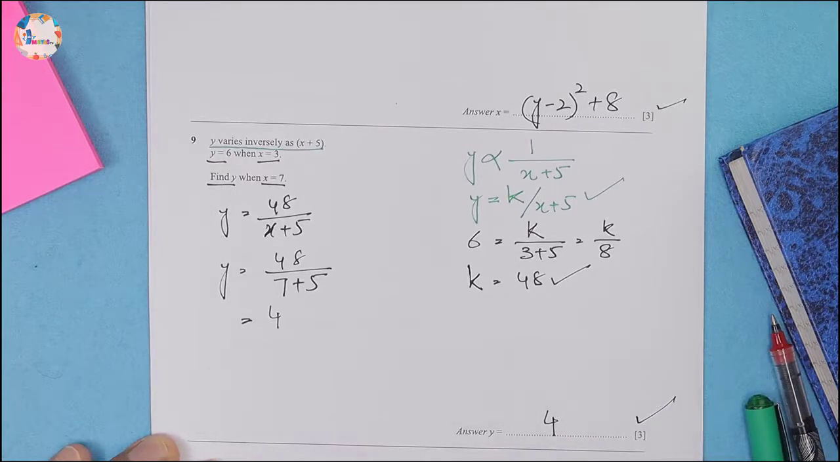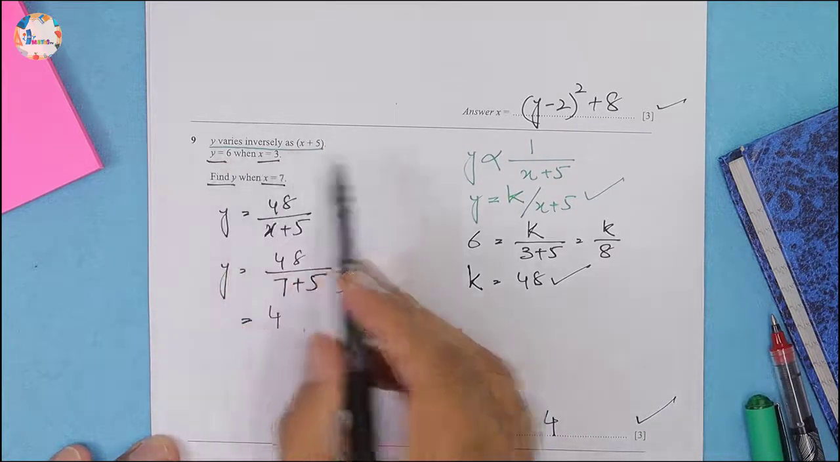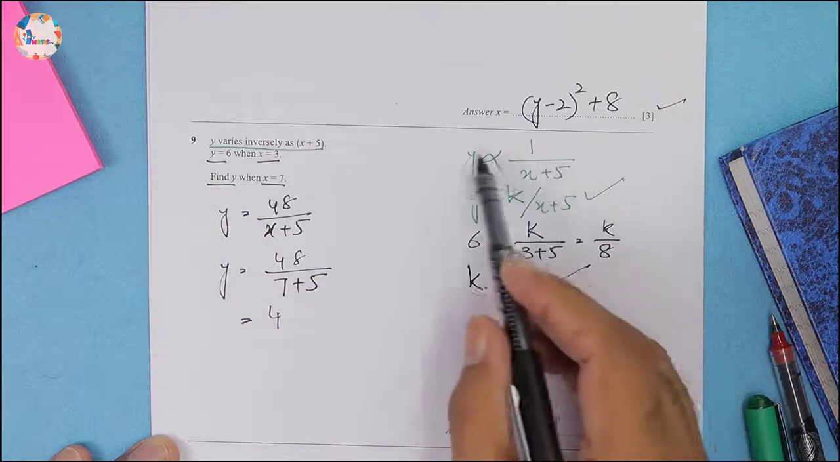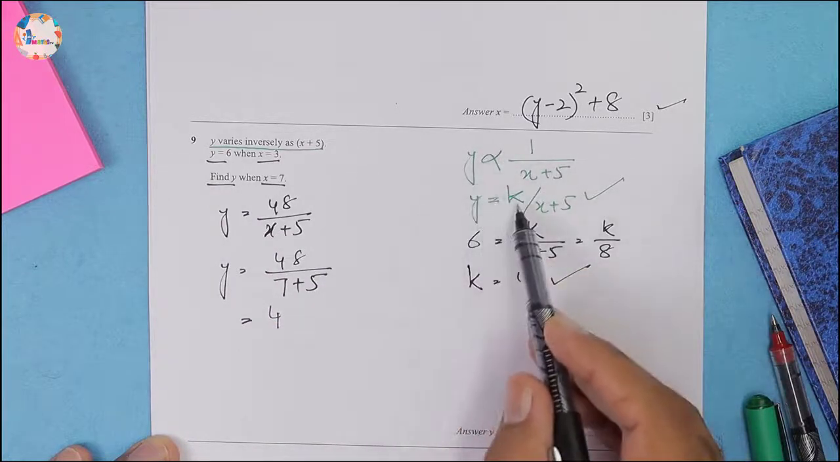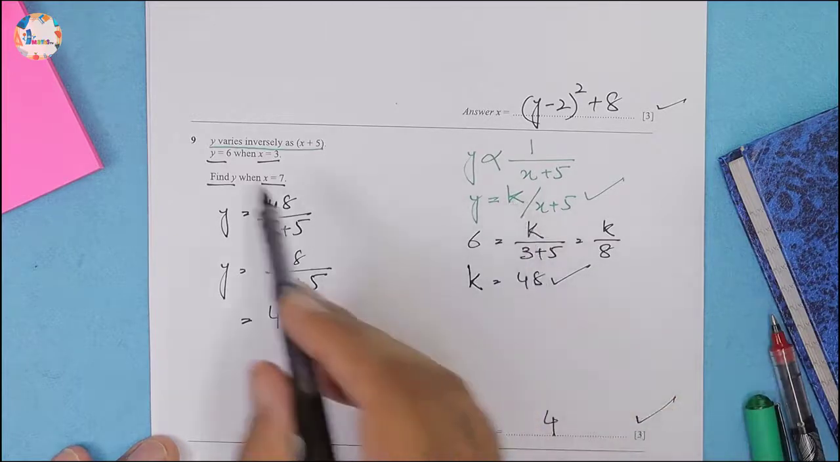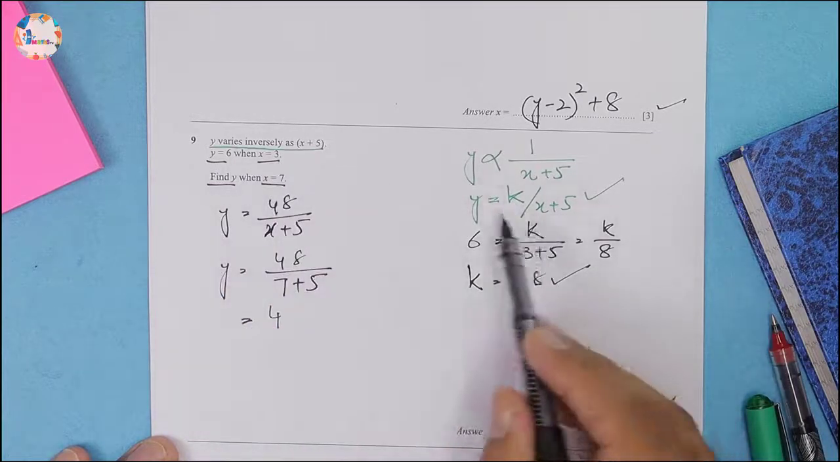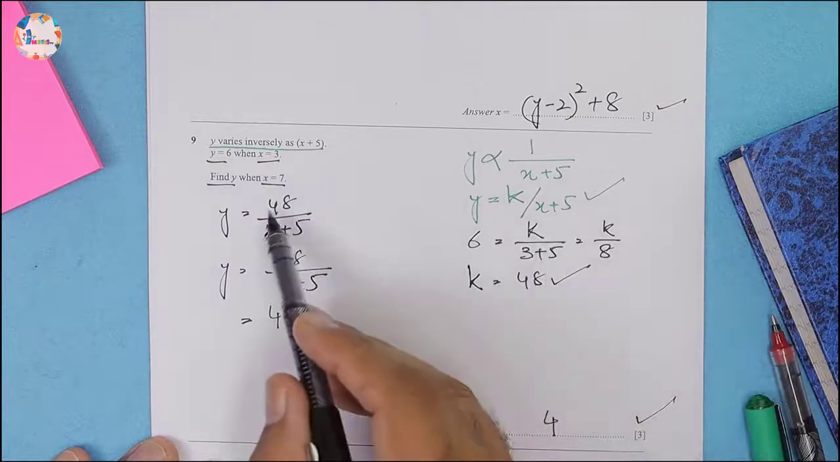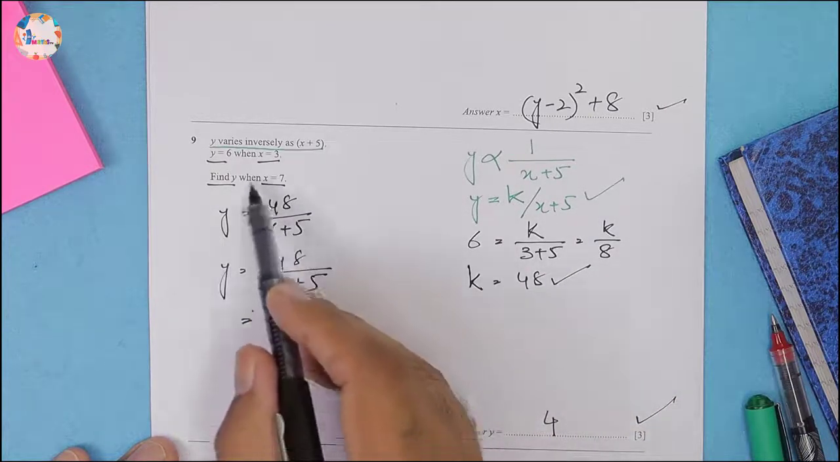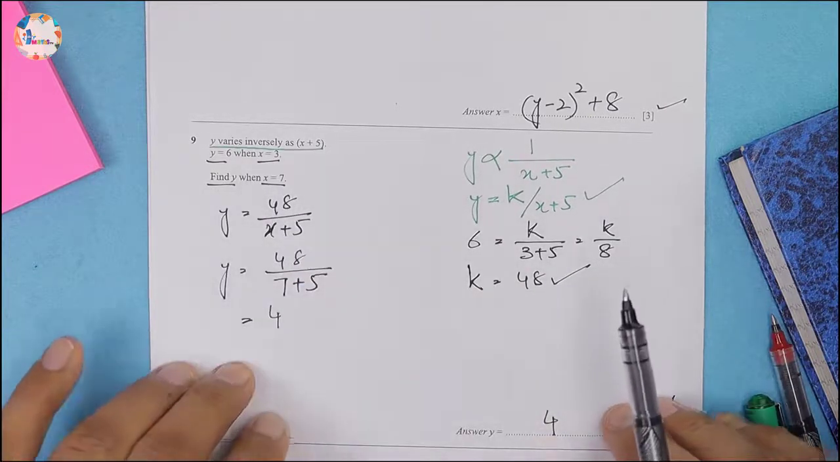Very easy question. You will have to first of all understand the wording, form the equation in the form of proportionality, then change proportionality into equality, and use these two given values to find the value of k, and then utilize this final equation to find the value of y. Hopefully you got this.